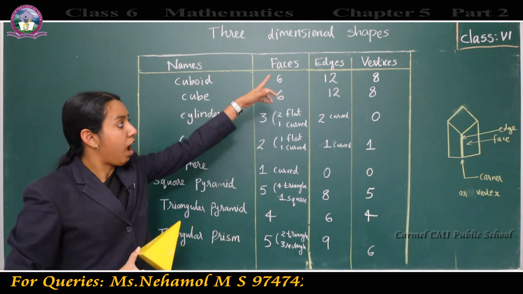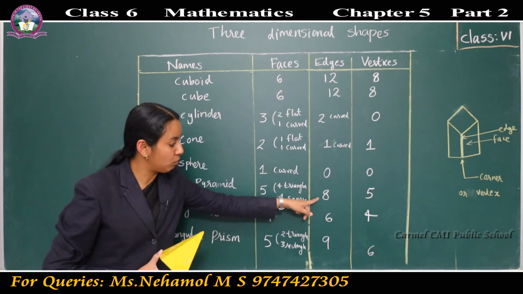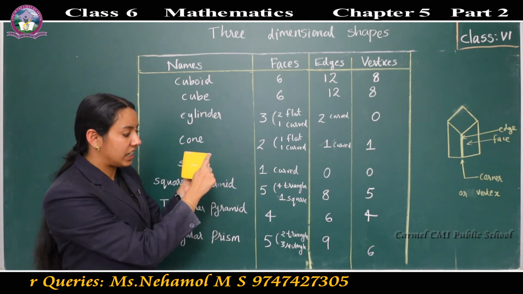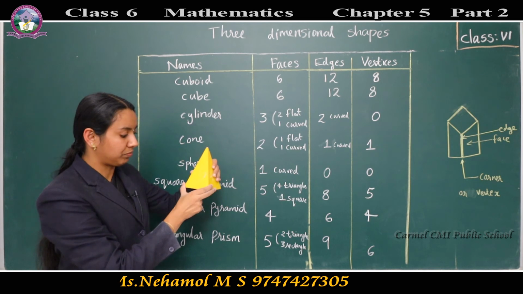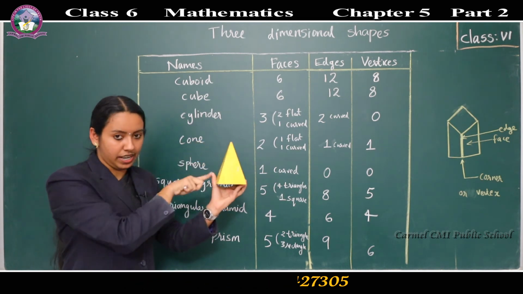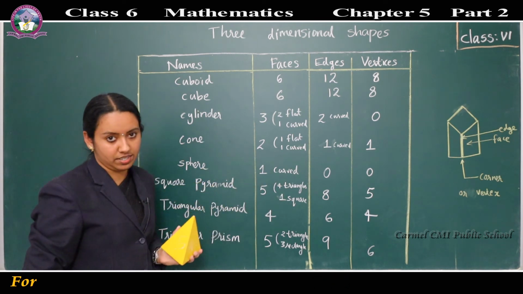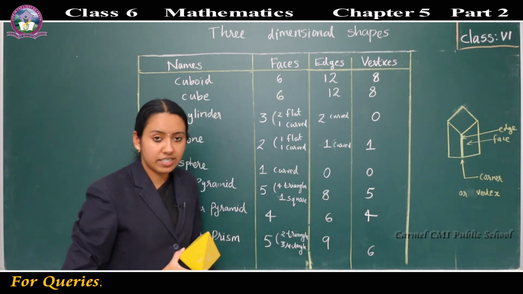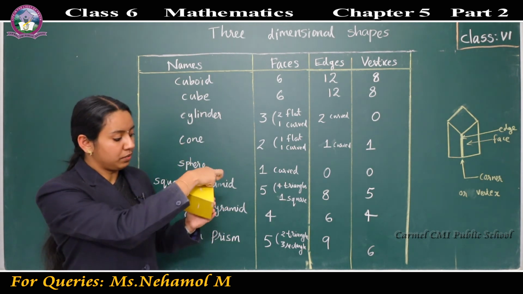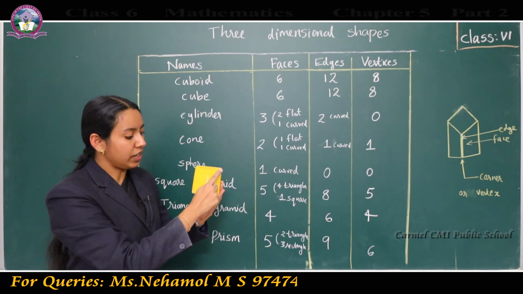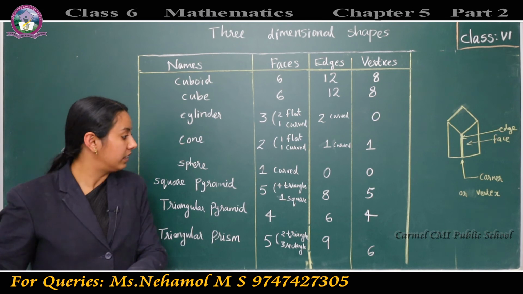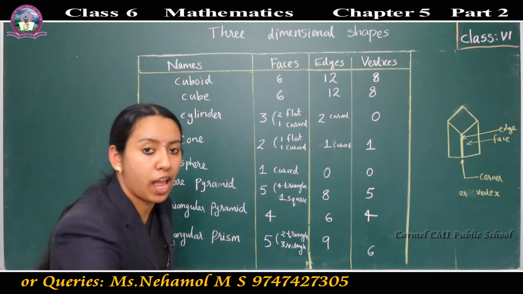Then next one, how many edges are there? 1, 2, 3, 4, then 5, 6, 7, 8. 8 edges are there. Then how many vertices are there? 1, 2, 3, 4, 5. 5 vertices are there.